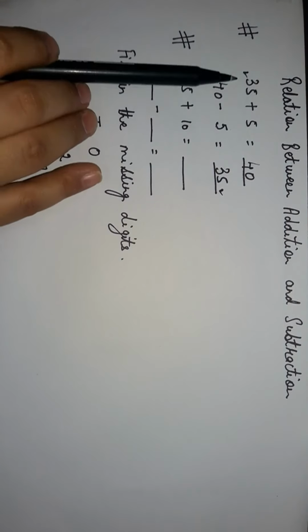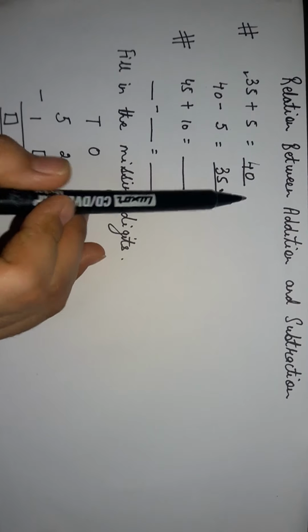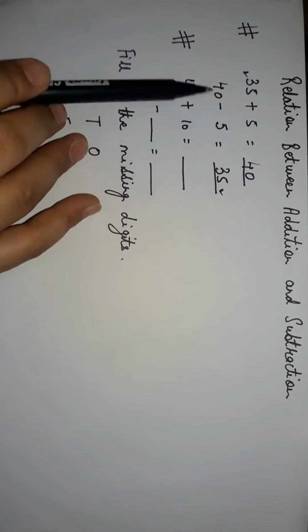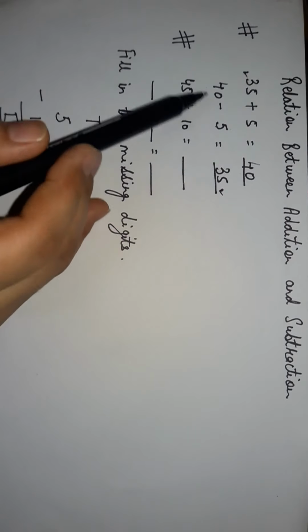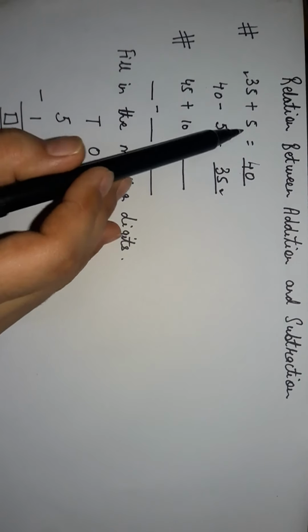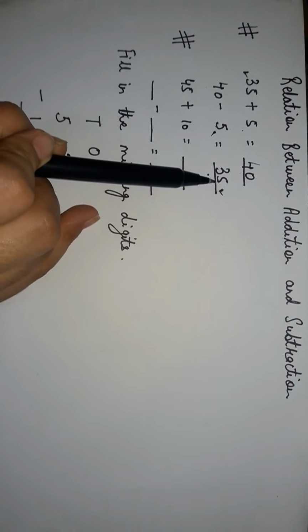So here if you can see, this answer is this number. Here 35 and 5 are added and we get the sum 40, and the same statement is used for subtraction in the opposite way. Here 40 is written and from 40 I have subtracted 5, and what I get is the number 35.